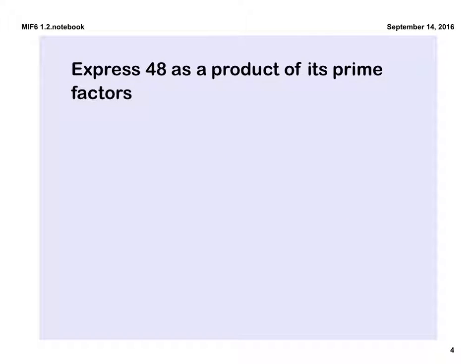I'd like you to pause the video right now and try to write the prime factorization for 48. Okay, so 48. What times what is 48? 6 times 8. Is the number 6 prime? No. 6 is 3 times 2. Are 3 and 2 prime numbers? Yes, they are. So we can stop with that branch. So in our prime factorization, we'll have a 3, we'll have a 2.